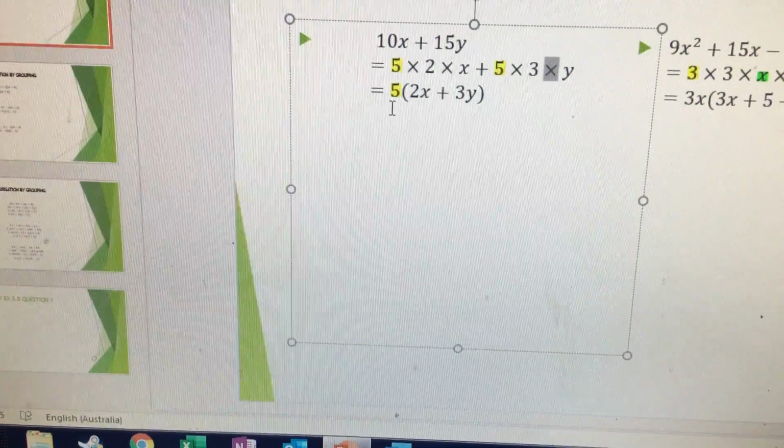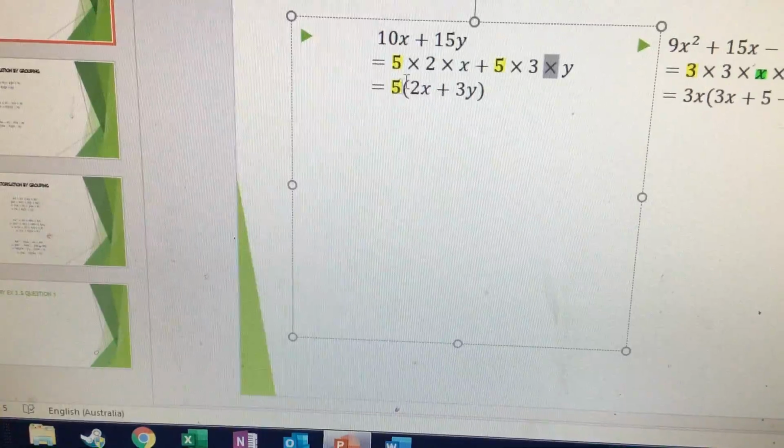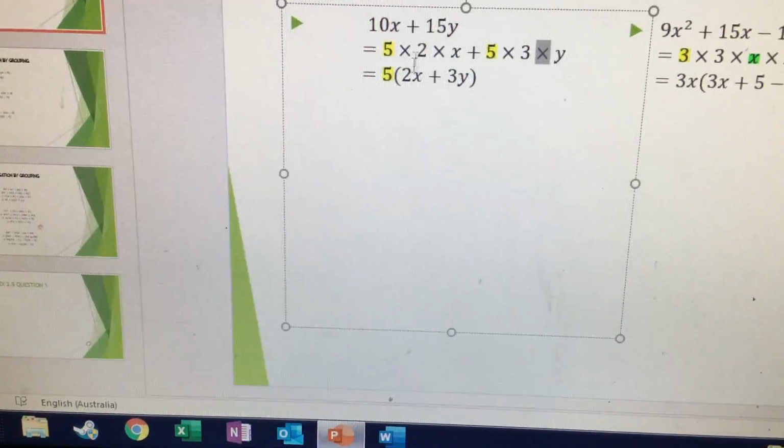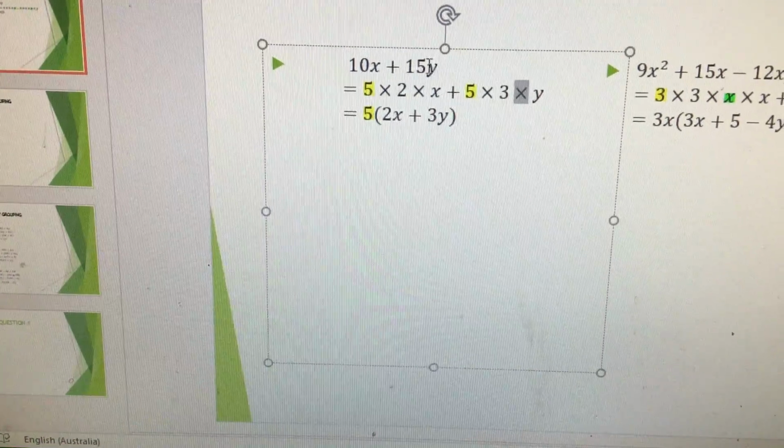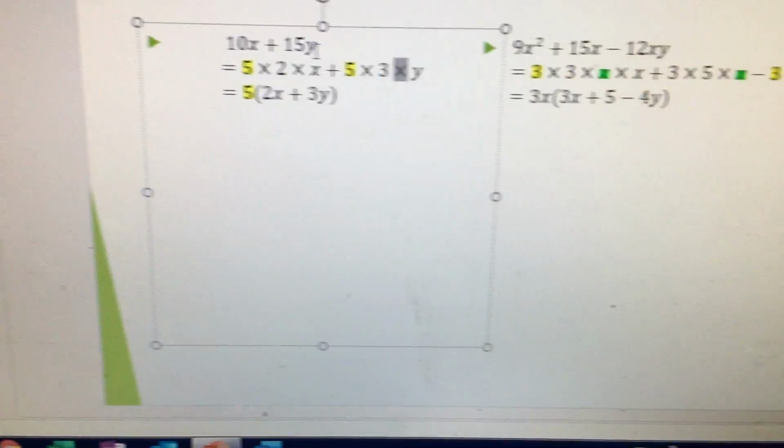Now if you want to check if you're right or wrong, you just have to expand the bracket. So 5 times 2x will give you 10x, and then 5 times 3y will give you 15y, which is correct.